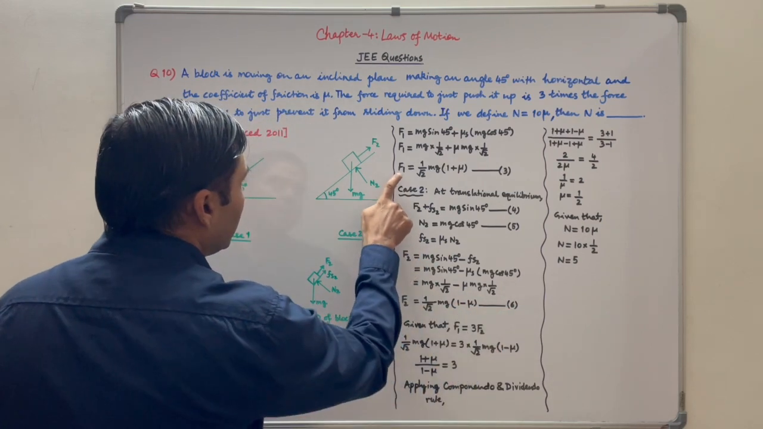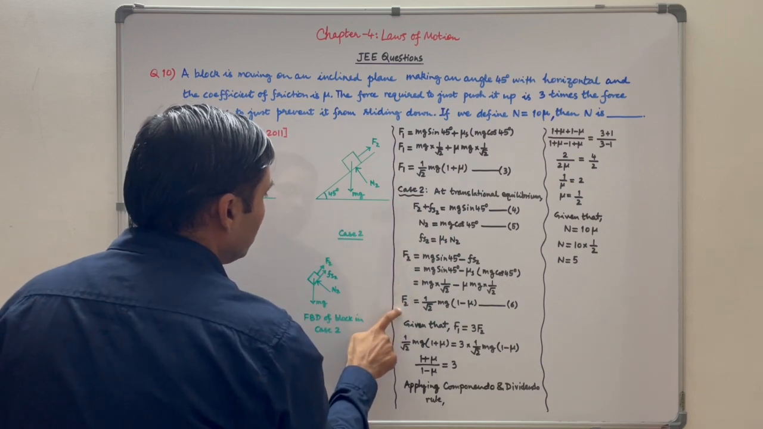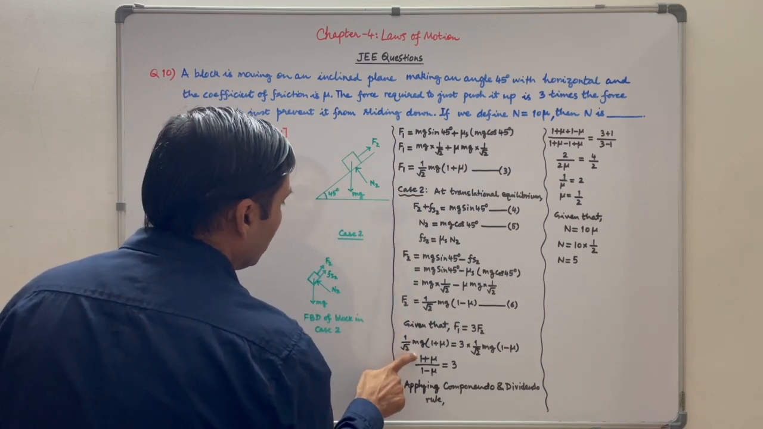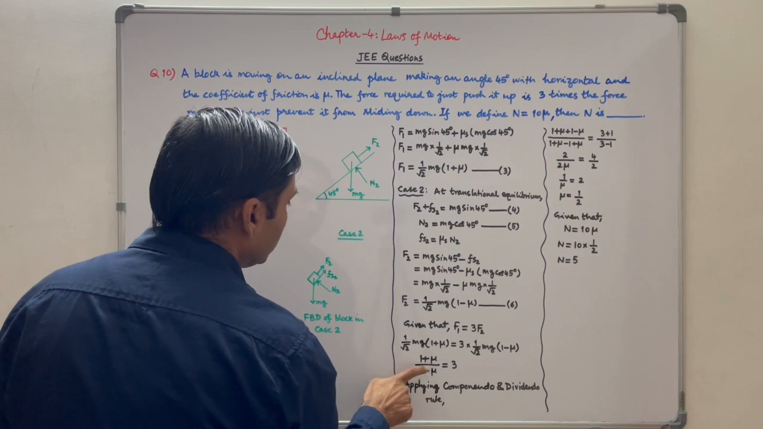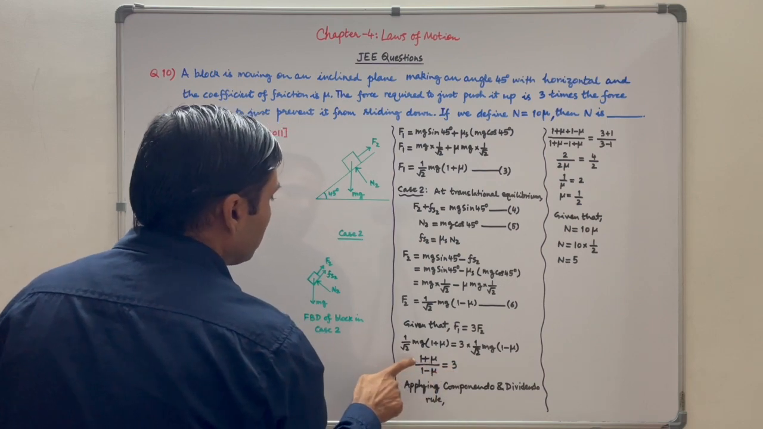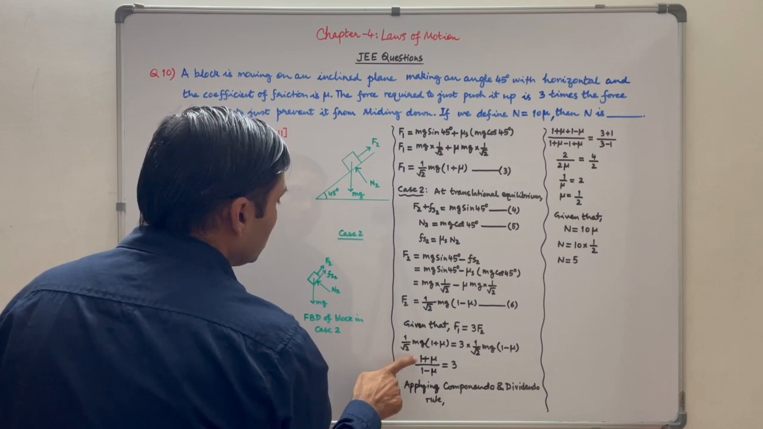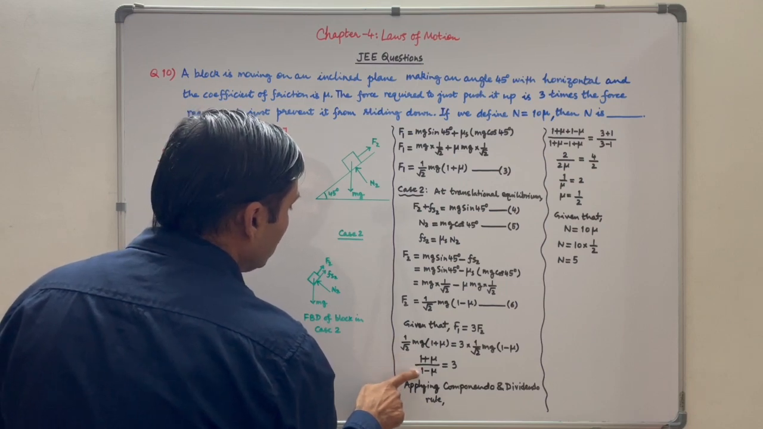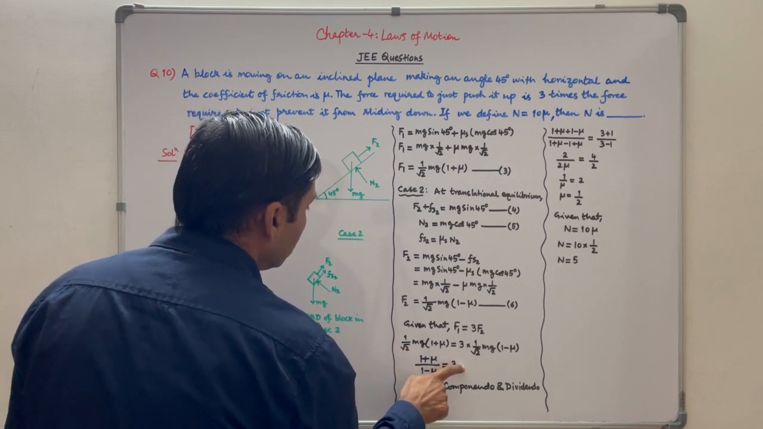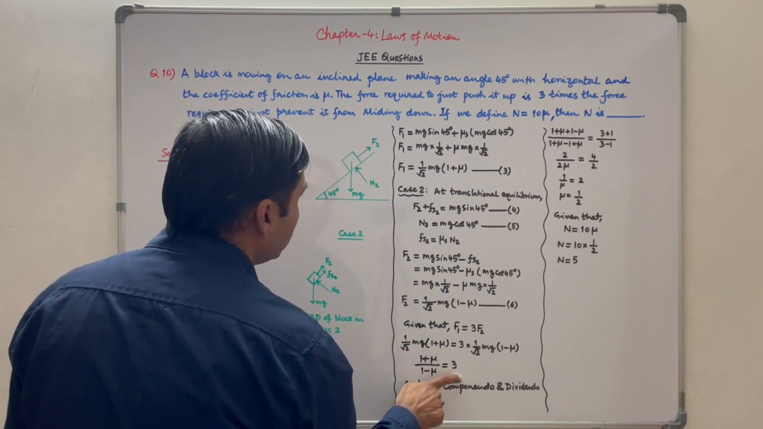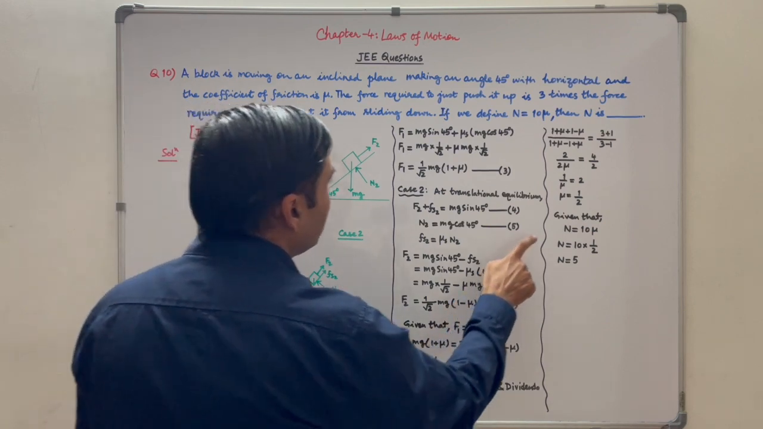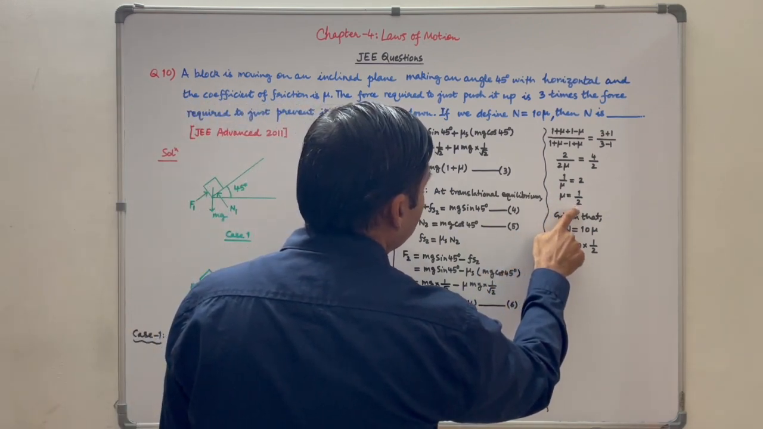It is given that F1 is equal to 3F2. When we put this value, we get (1 plus mu) upon (1 minus mu) is equal to 3. Now we can apply componendo and dividendo law to get the value of mu. So (1 plus mu plus 1 minus mu) upon (1 plus mu minus 1 plus mu) is equal to (3 plus 1) upon (3 minus 1). So we get the value of mu is equal to 1 by 2.